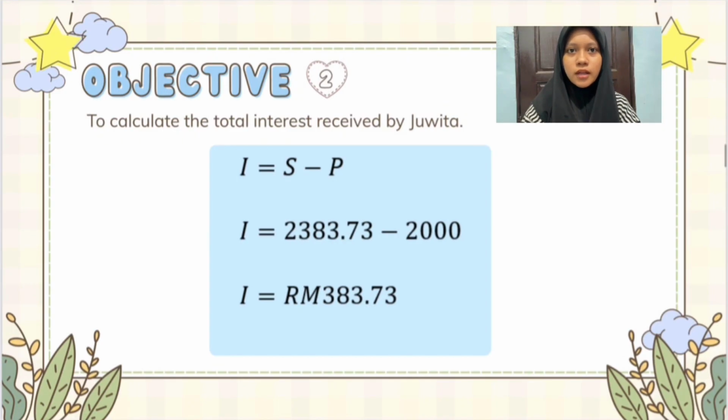For the calculation in objective 2, we need to find the I, which means we need to use the formula I equals S minus P. Next, I equals 2,383 ringgit 73 minus 2,000. I equals 382 ringgit and 72 cents.